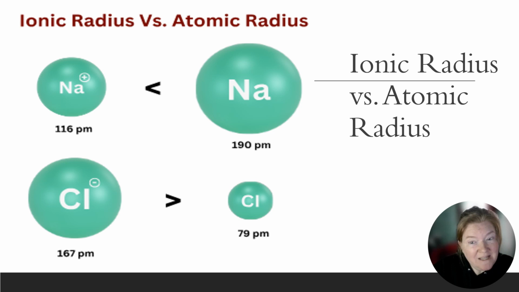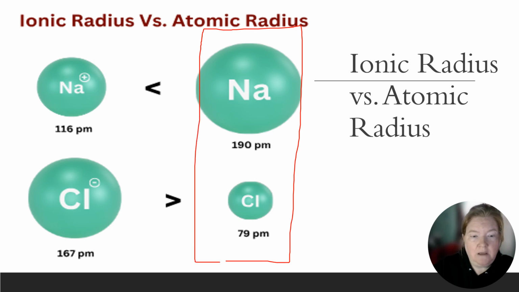All right, ionic radius versus atomic radius. This is asked a lot. So here we have atoms, the relative size of the atoms. Now, when sodium becomes an ion, notice it becomes a cation, a positive ion. So that means it loses an electron. What happens to its size? It gets smaller.